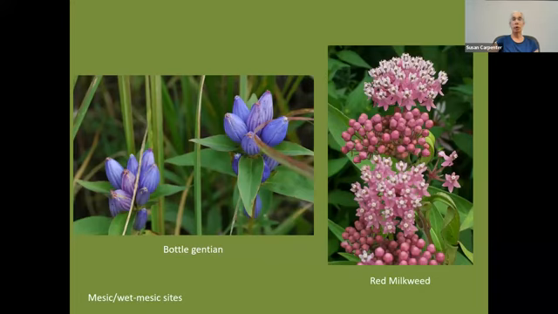And then in mesic or wet mesic sites, so these are sort of on the wet end of medium soils, you have the bottle gentian growing well. That is a fascinating plant for pollinators because the bumblebees, they're in full bloom there, have to force their way in. And then the red milkweed, which has a very interesting floral structure, but of all of our native milkweeds, this is the one that does the best in the moister areas.